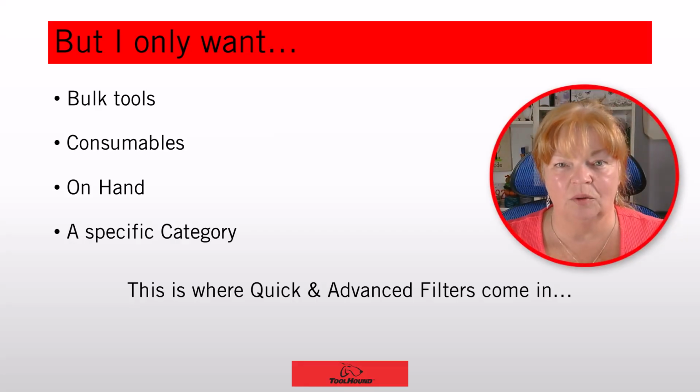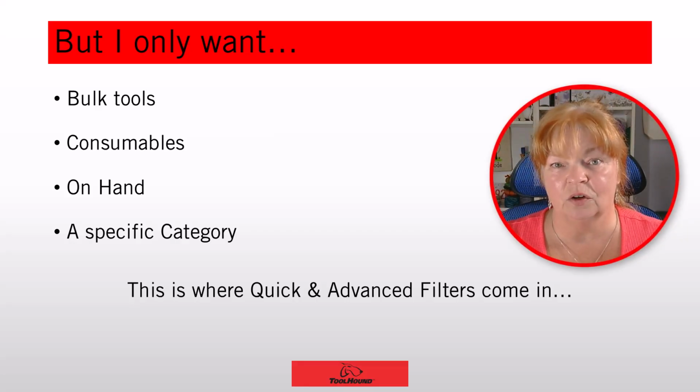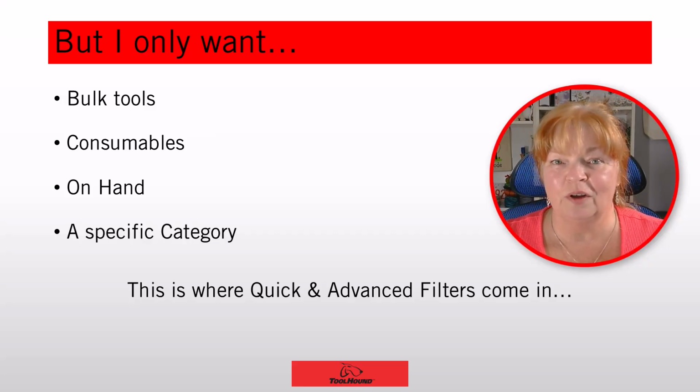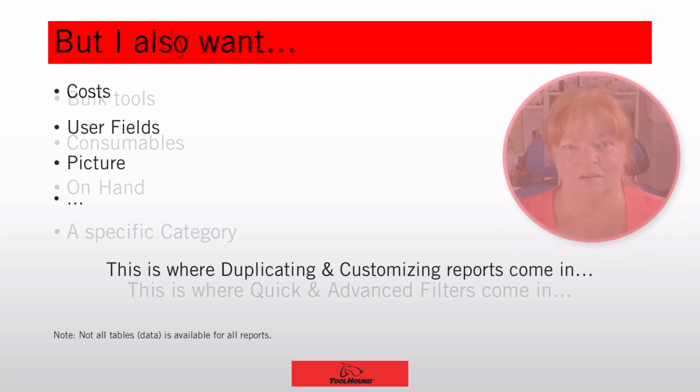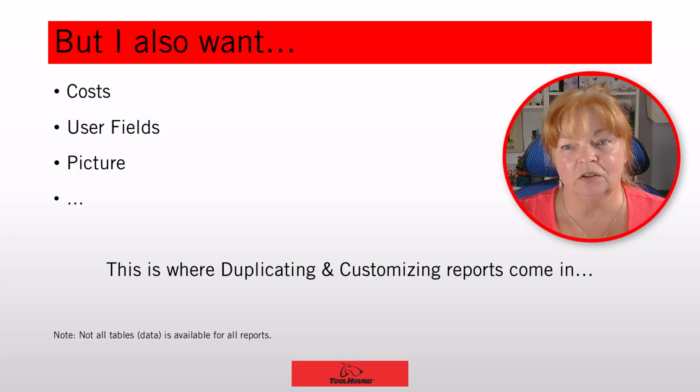But what if you only want bulk, consumables, or on-hand items, or maybe a specific category? This is where quick and advanced filters come in. We've already done a video on that topic, so check it out. If you want to add extra fields such as costs, user fields, or a picture, or if you want to simplify a report, you can duplicate and customize a standard report. We have a video for that too.